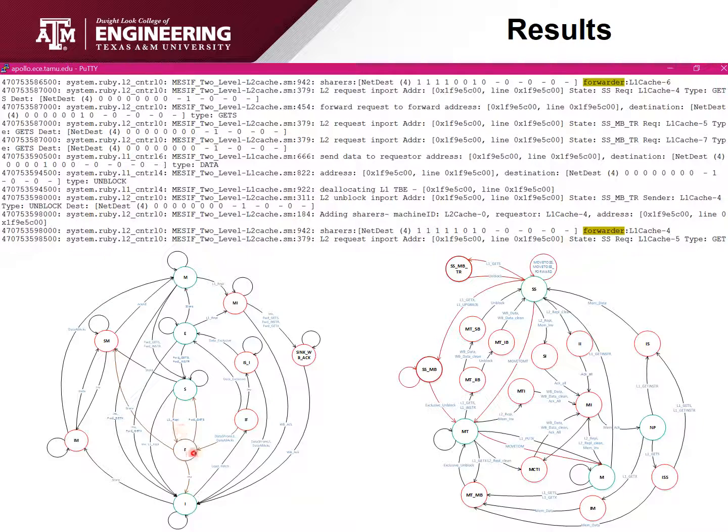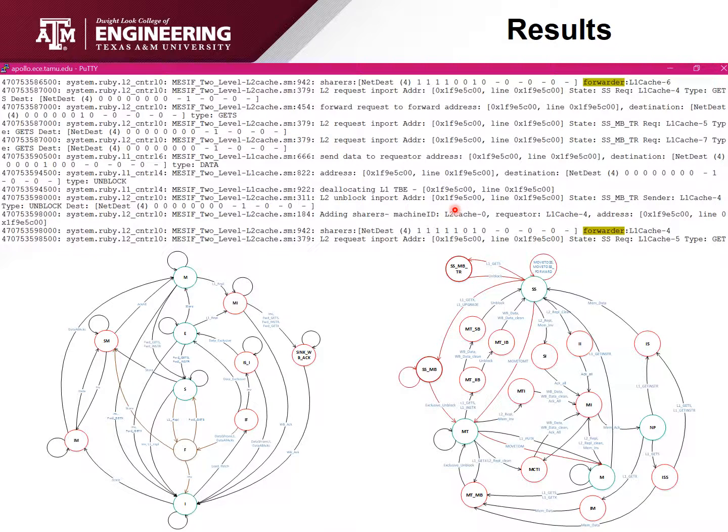Upon receiving the forward GETS, cache 6, which was originally in F state, moves to the S state, and it sends the data to the requester. Cache 4, upon receiving the data, sends unblock to the L2 cache. Upon receiving the unblock, L2 cache moves from SSMBTR back to the SS state. Also, the requester, that is cache 4, has moved from IF state to F state.